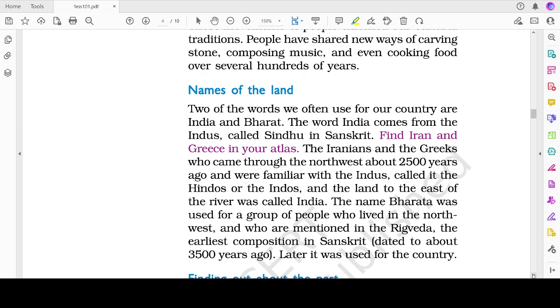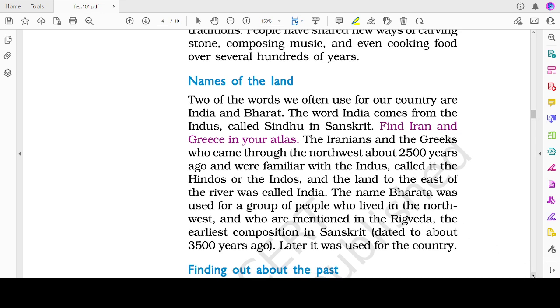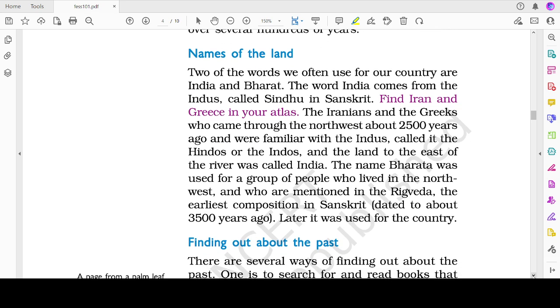We are just misinterpreting the name. The name Bharata was used for a group of people who lived in the northwest. Northwest means which regions? The Punjab region, the Rajasthan region. They were mentioned as Bharata in the Rig Veda, the earliest composition in Sanskrit, around 3500 years ago.